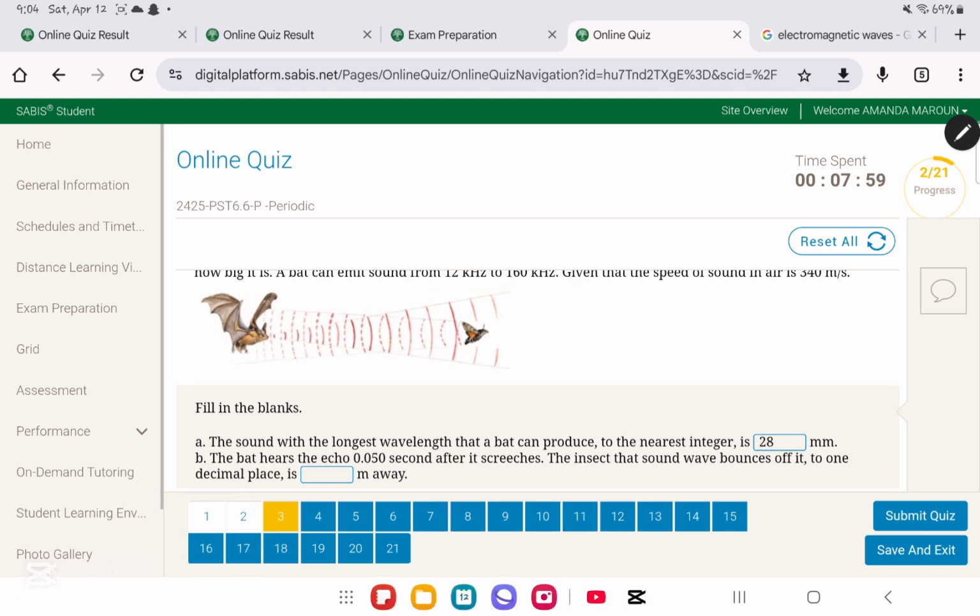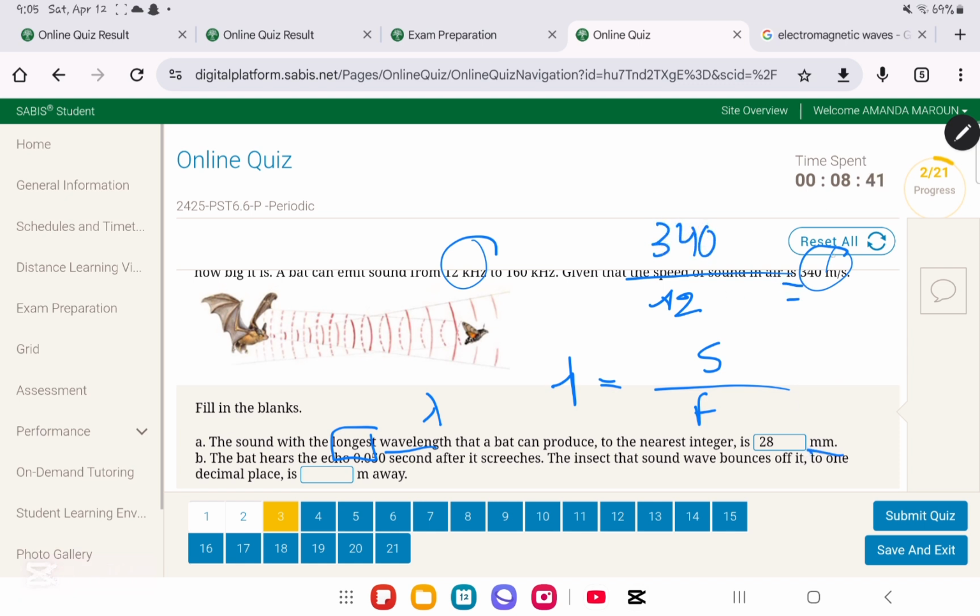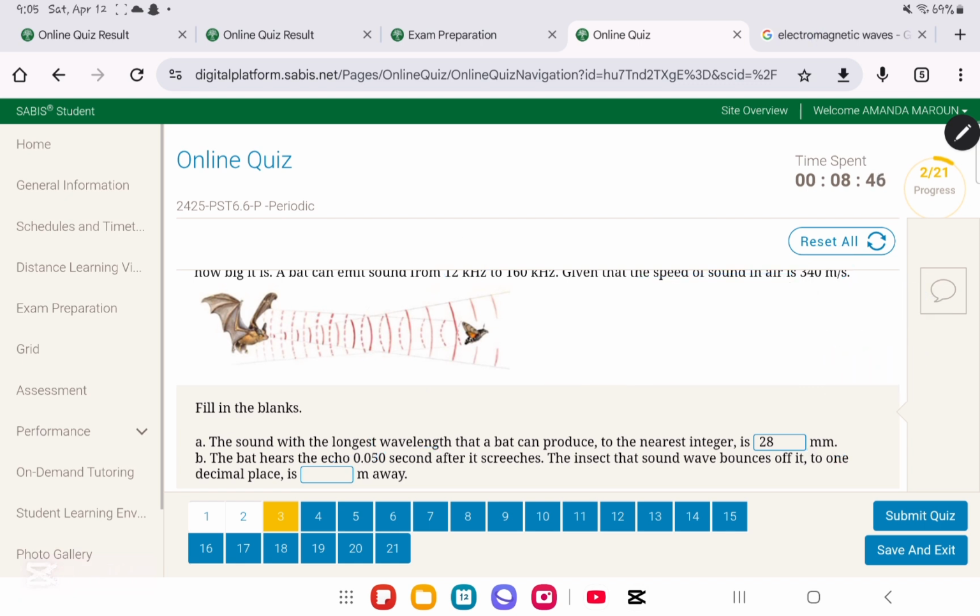So again, the sound with the longest wavelength that a bat can produce to the nearest integer. They want the wavelength, which is lambda. Lambda is equal to the speed over the frequency. You're going to take the smallest frequency because they want the longest wavelength. The smallest frequency is 12 kilohertz, you're going to keep it in kilohertz and keep the speed in meters per second. You will get your answer in millimeters. So 340 meters per second divided by 12 kilohertz, you're going to get 28.333. You will round it to approximately 28 millimeters.